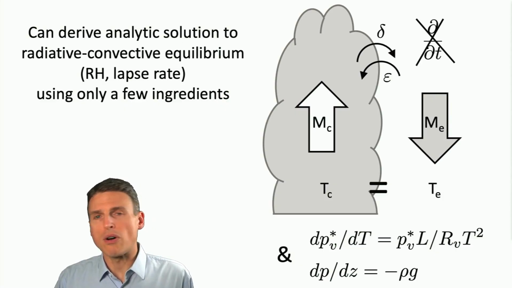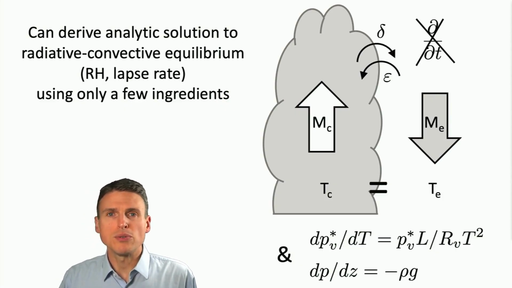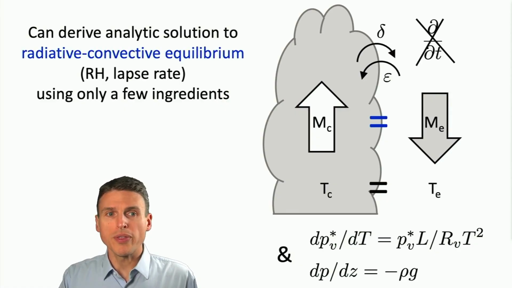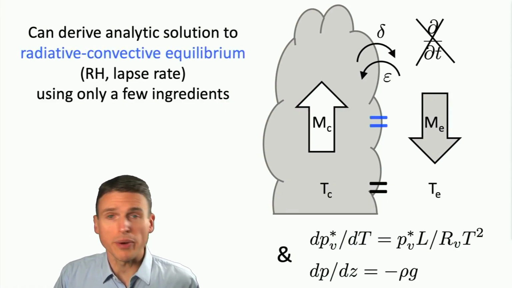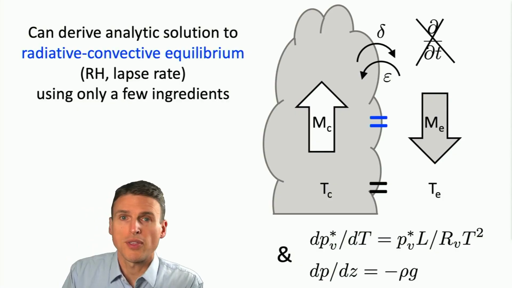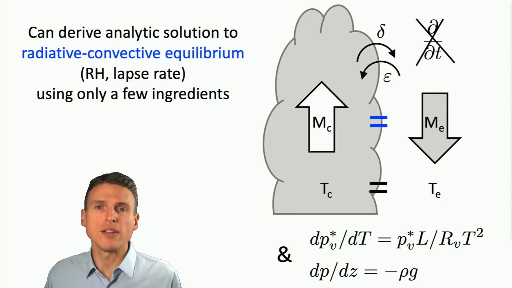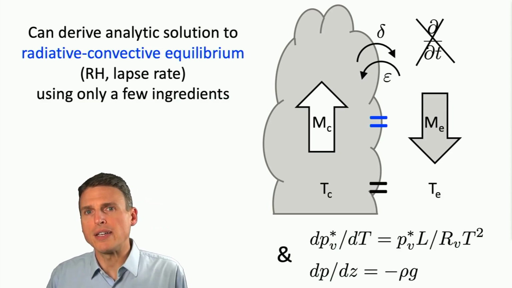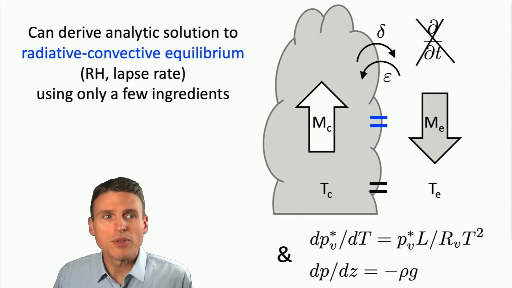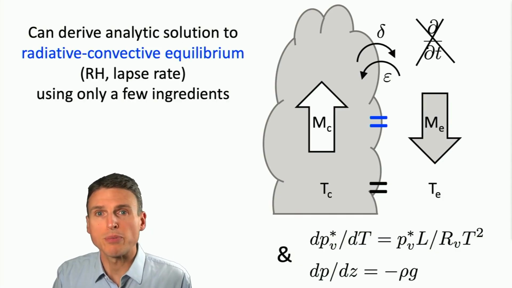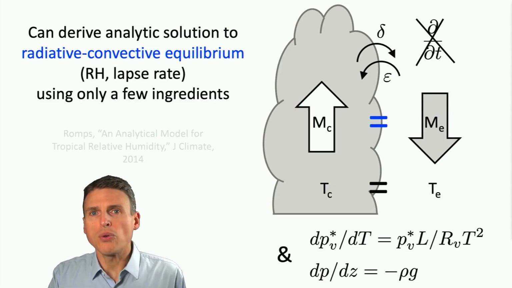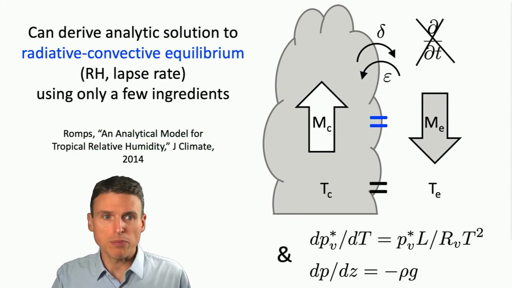Those are all the main ingredients we need to describe radiative convective equilibrium. We just need to specify one more thing, which is that the mass flux going up in the clouds is equal to the mass flux coming down in the environment, so that there is no net ascent or descent in the overall atmosphere. This is a defining characteristic of radiative convective equilibrium. Given those, we can then derive analytic expressions for the relative humidity and the lapse rate. As I said, this is old work that goes back to the 2014 paper.